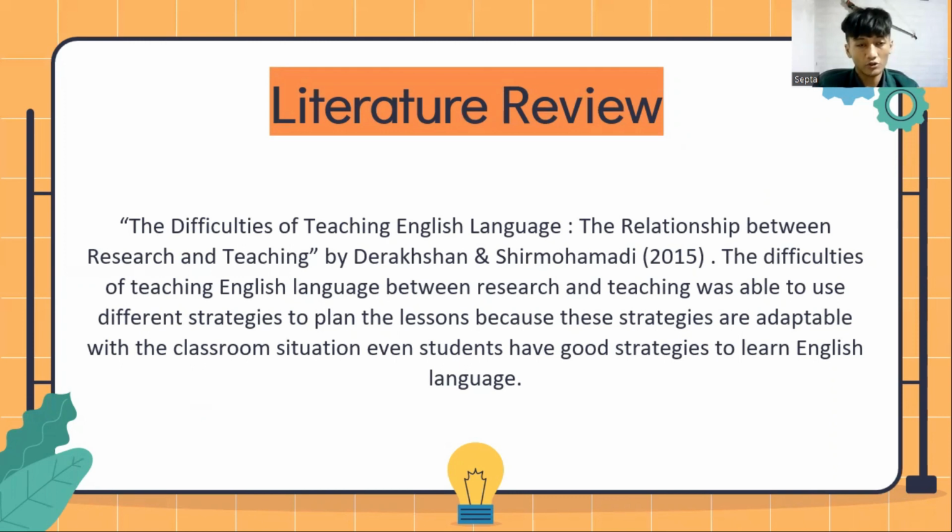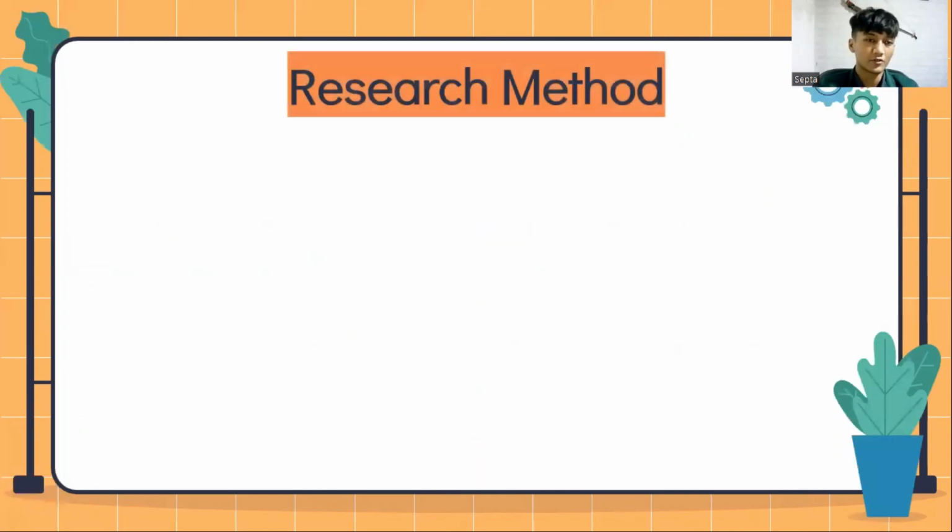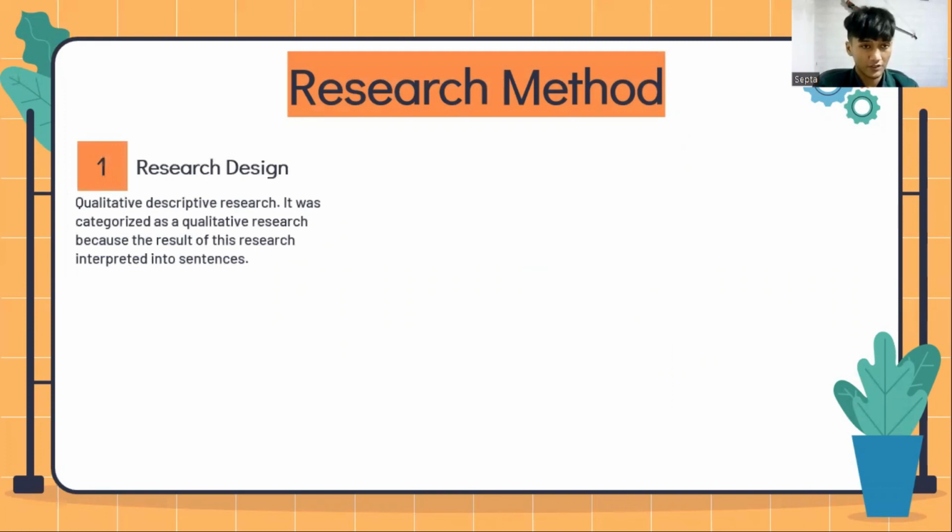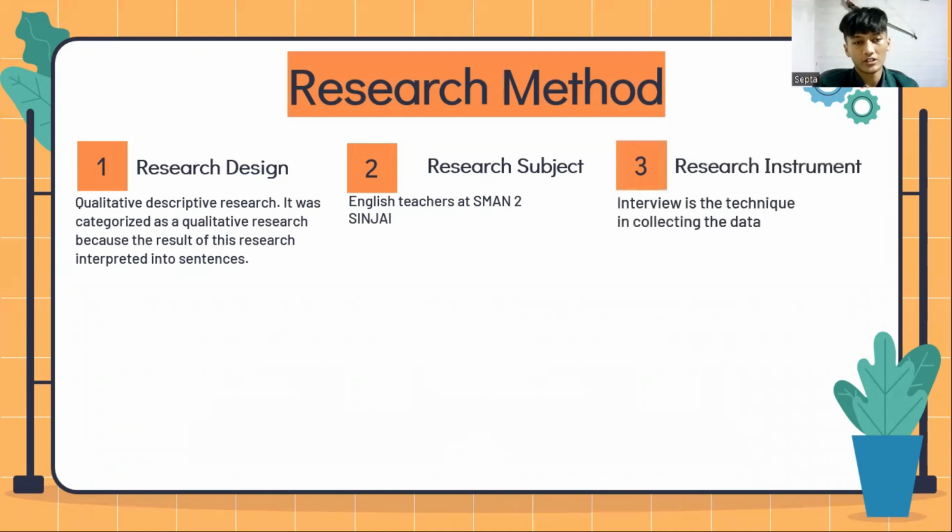And after that, we go to the research method. In the research method, we use a research design. The researchers used qualitative descriptive research in this study. It was in line with the objective of this study, to know about the problems faced by the teachers in teaching English as a foreign language. And the next one is the research subject. The subjects in this research are English teachers at SMA N2 Sinjai. And the next one is the research instrument. This research used interview as a technique in collecting the data to find out the problems faced by the teachers in teaching English as a foreign language.